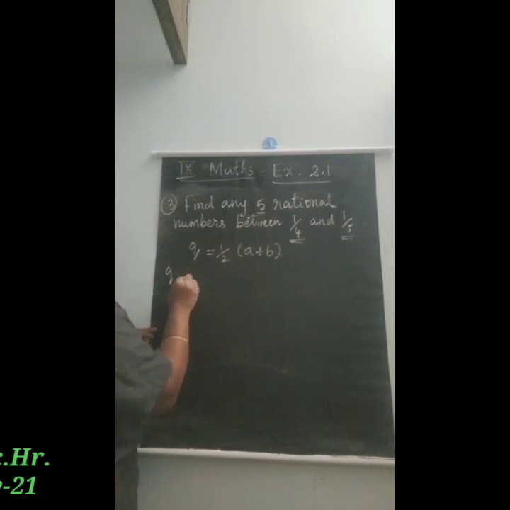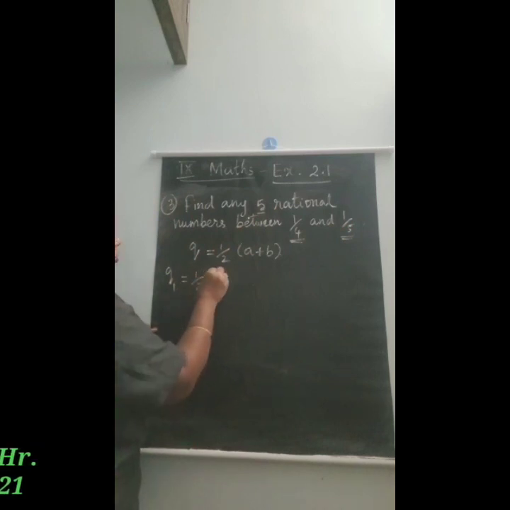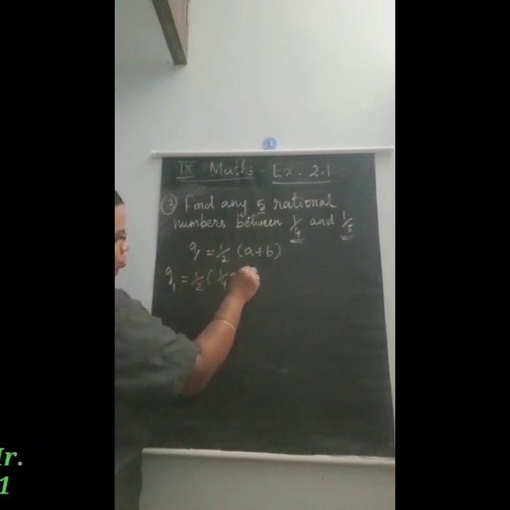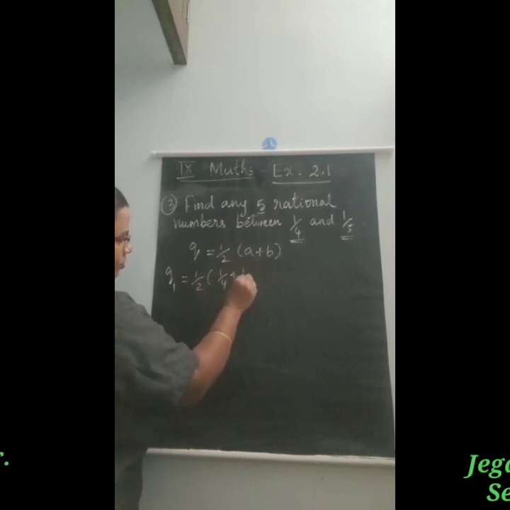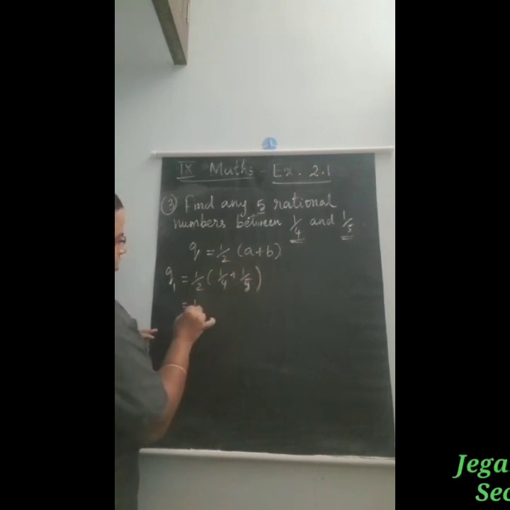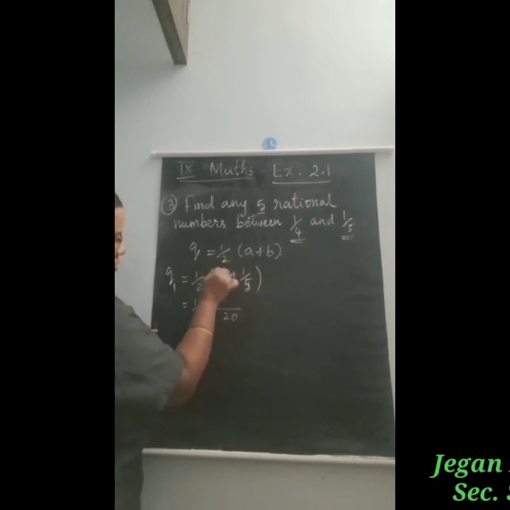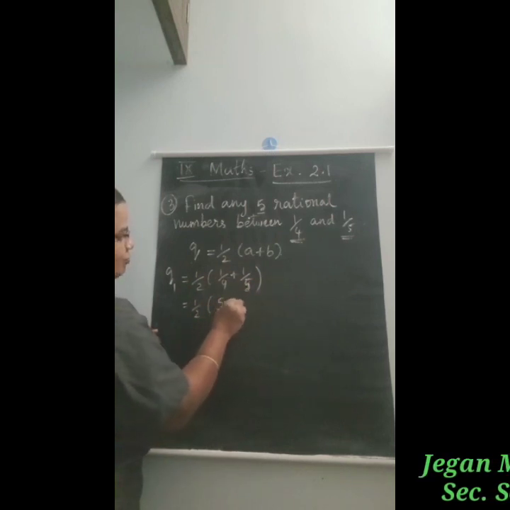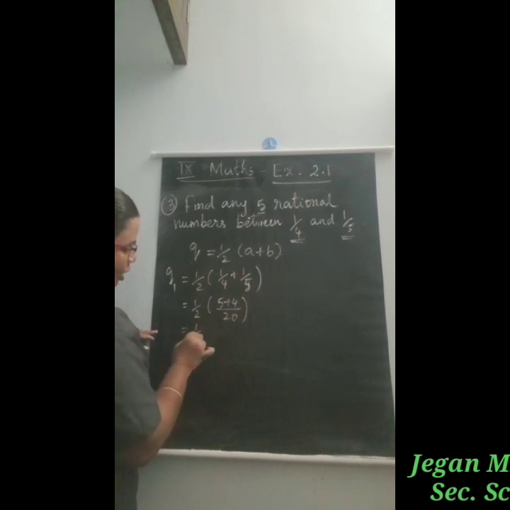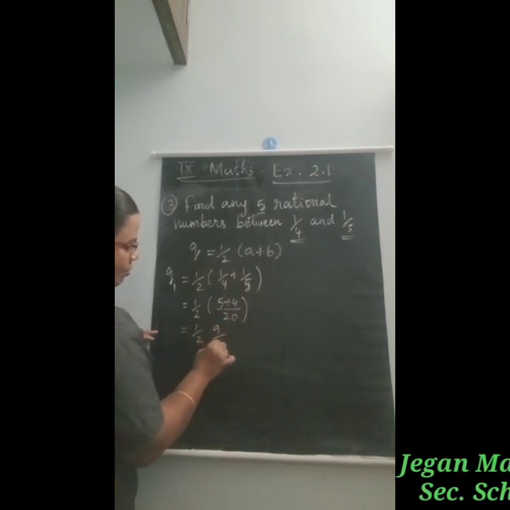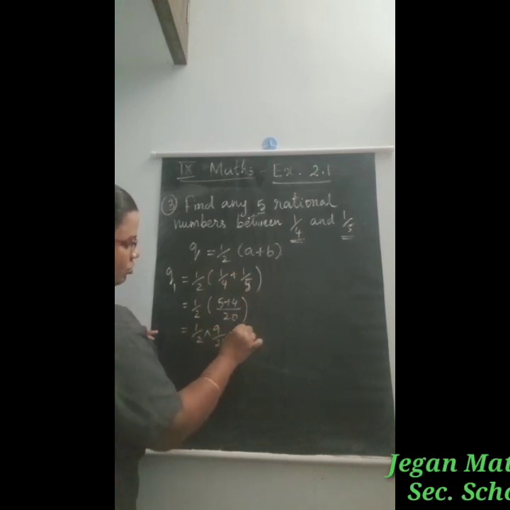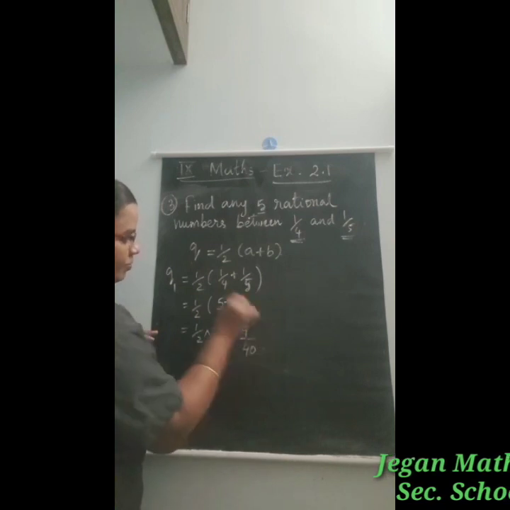So Q1 is equal to 1 by 2 into 1 by 4 plus 1 by 5. So what is the answer? 1 by 2 into, LCM is 20, cross multiply, 5 plus 4. So that is equal to 1 by 2 into 9 by 20. So that is equal to 9 by 40.